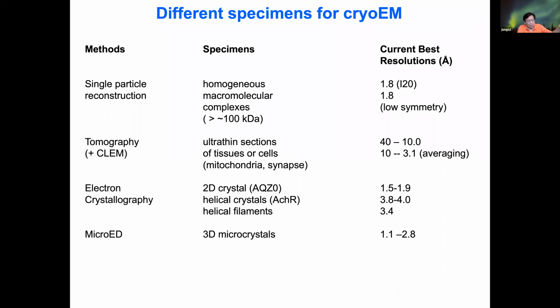The sample that we still cannot reach high resolution is the one from thin sections or ultra thin sections of tissues or cells, which is the second one. For this type, without averaging, the resolution limit is in the range of 1 to 4 nanometer. With what we call subtomogram averaging, it's now possible to go better than 10 angstrom in resolution. The best has been achieved at around 3 angstroms.